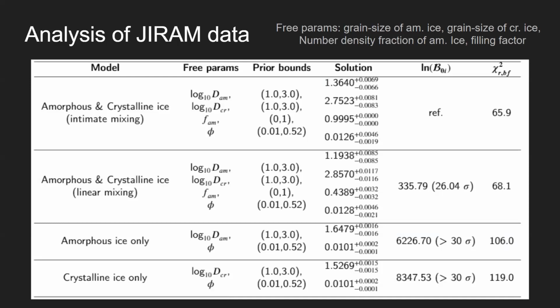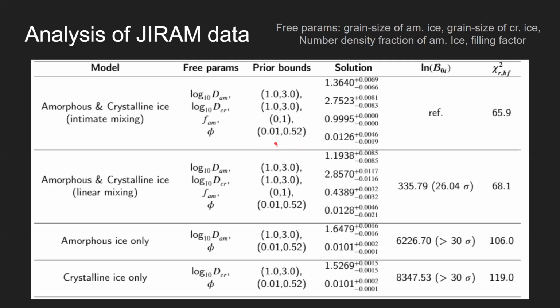Thanks for the presentation, I think it's great. Maybe I just missed it, but what is the importance of finding out the mixing ratio between amorphous and crystalline ice in Europa?